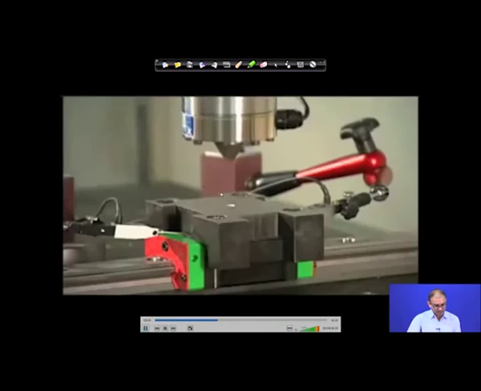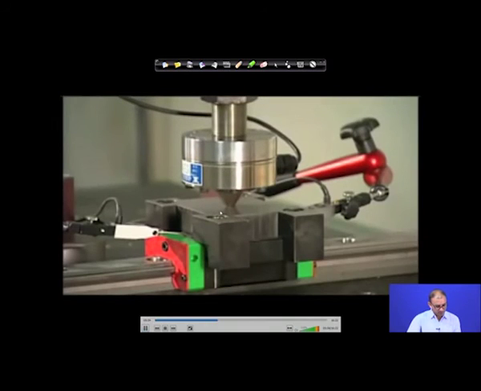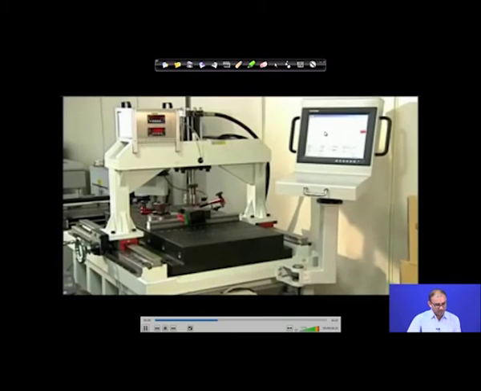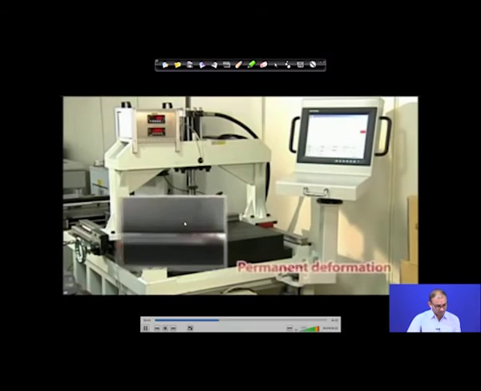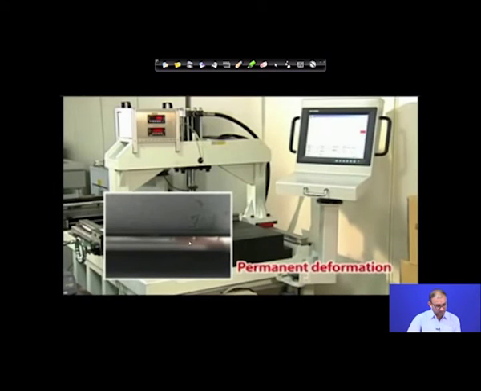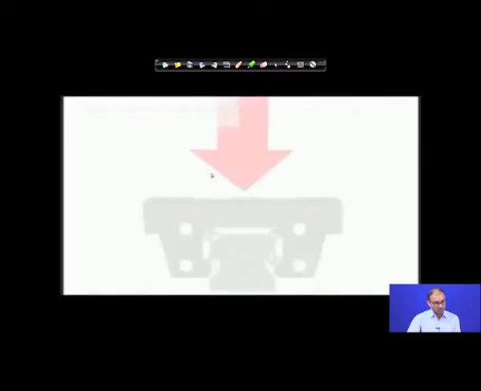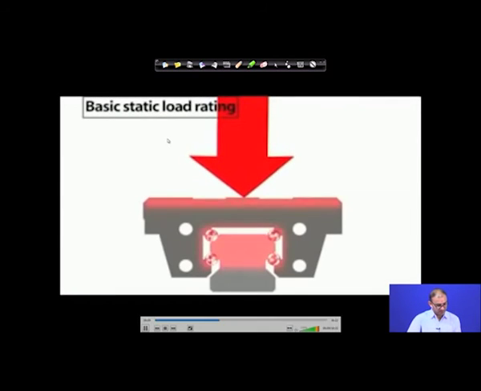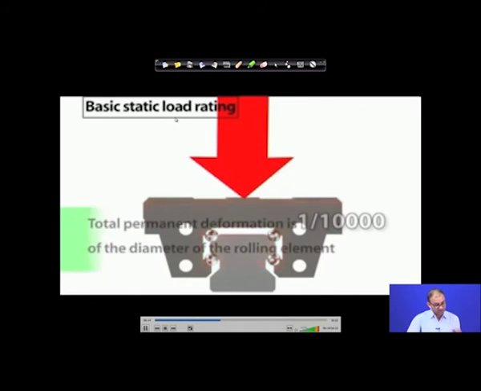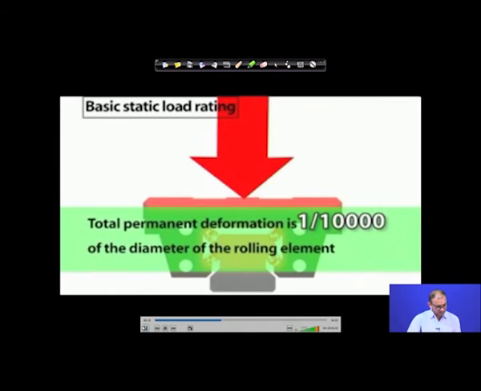This is how we can calibrate this: you put a load from the top and it will give a load versus displacement curve on this particular chart. If it is permanently deformed, that means it has very low static load carrying capacity. It should not deform permanently, and whatever load it is at that point is the load carrying capacity. So, the total permanent deformation is 1 of 10,000 of the diameter of the rolling element.